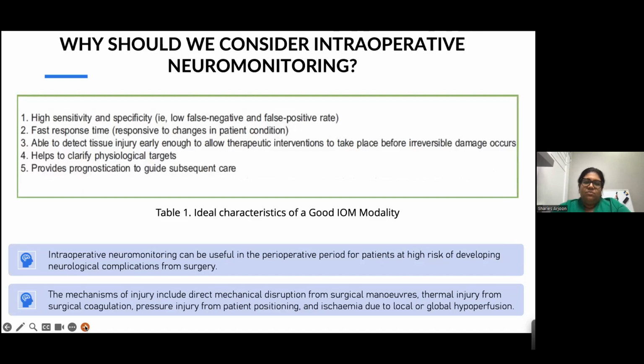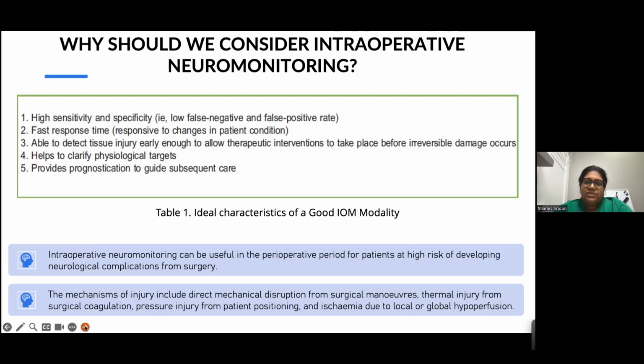So intraoperative monitoring can be useful in the perioperative period for patients at high risk of developing neurological complications, and the mechanisms of injury include direct mechanical disruption from surgical maneuvers, thermal injury from surgical coagulation, pressure injury from patient positioning, and ischemia due to local or global hypoperfusion.